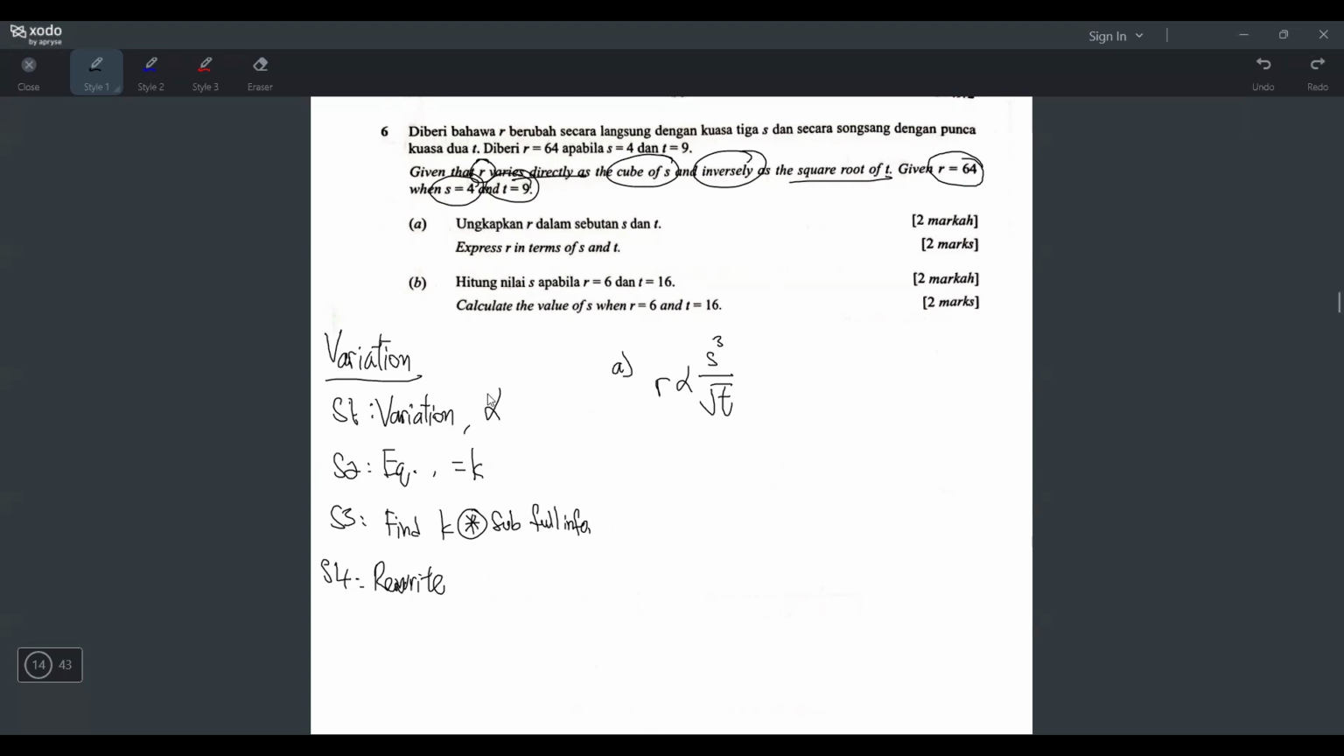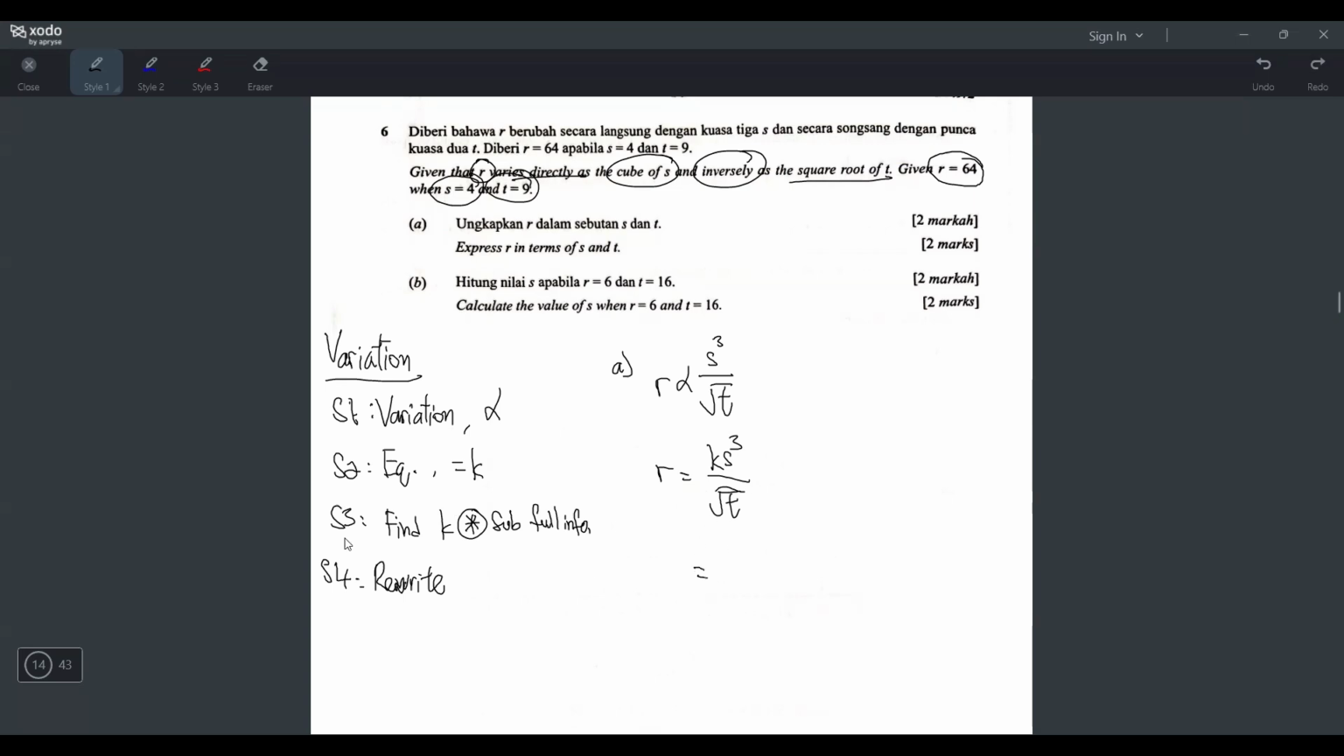You have to change this symbol to equals and put k. And when you put k, you can straight away write on top like this: k s power 3 over square root t. Let me explain why I write on top like that. When you write k like this, it means multiplication. We all know when we take k times a fraction, you multiply the k on the top only. So if you want to do it fast, you can straight away write on top like that.